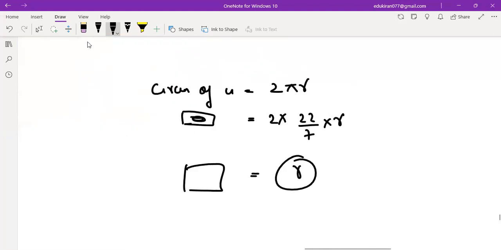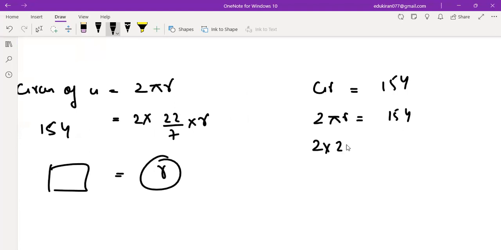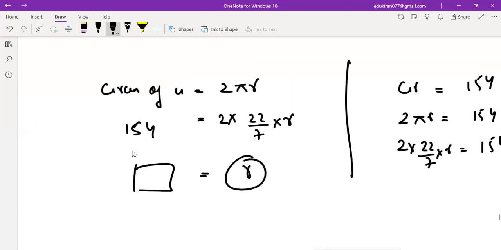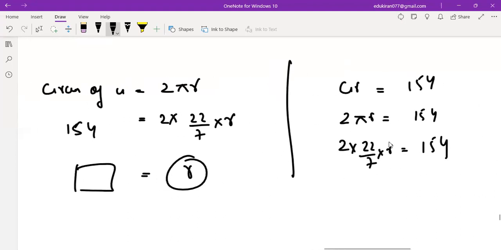You have to do it like this only. See, it's your choice. Either you can do it like this or do it like this. Circumference 154. 2 pi r equals 154. 2 multiplied by 22 by 7 multiplied by r equals 154. Now find the value of r. Both the ways are fine, but if you get confused in bringing things to the left hand side, then you can write it like this as well.